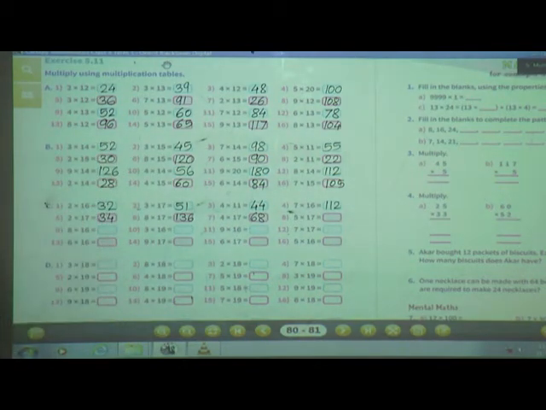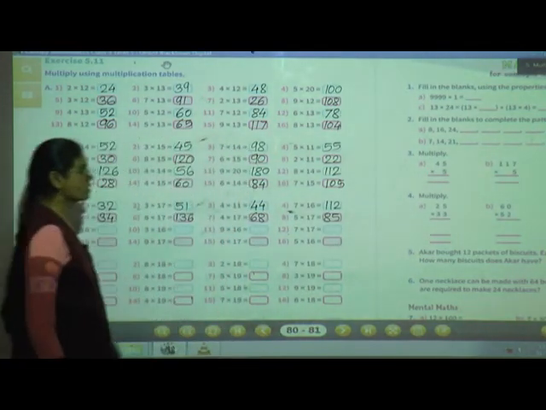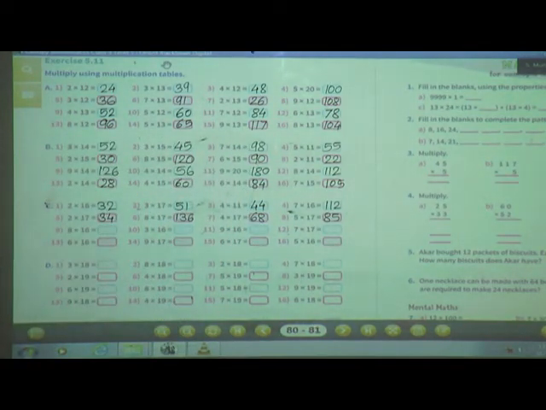Okay. What is the next? 5 into 17. Again you have to say the table of 17 only. 17 5s are 85. Correct. Write the answer in the given box. 5 into 17, that is 17 5s are 85. Next, 8 into 16. Now you have to say the table of 16. 16 8s are 128.